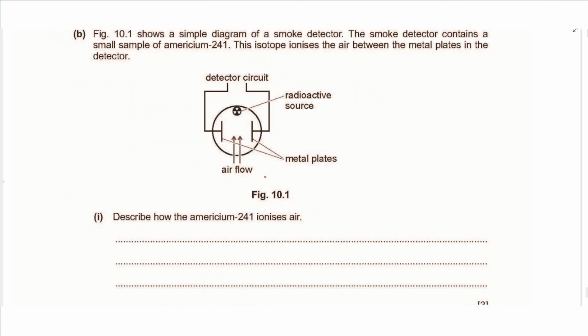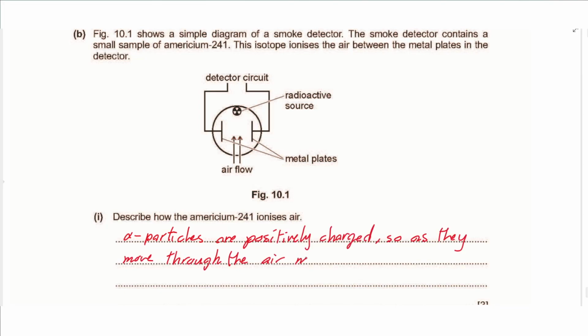Question B says, figure 10.1 shows a simple diagram of a smoke detector. The smoke detector contains a small sample of americium-241. This isotope ionizes the air between the metal plates in the detector. Question I says, describe how the americium-241 ionizes the air. First, we say that the alpha particles are positively charged. So as they move through the air molecules, they attract electrons from the atoms, forming positive ions, since atoms losing an electron creates a positive ion.